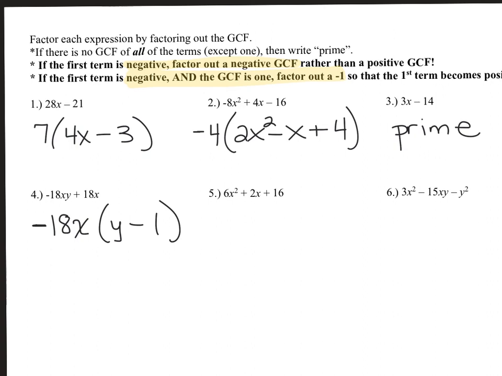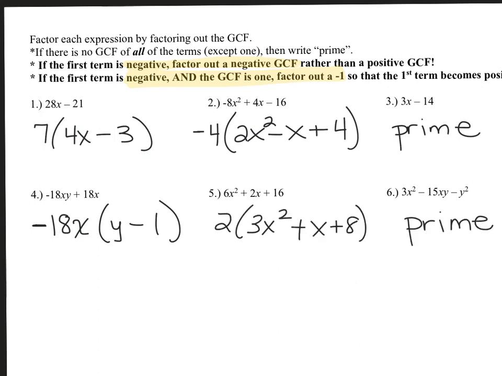Okay, so be careful with that. 18x divided by negative 18x cancels out because it's equal to 1. So you need to have that placeholder as your 1, because if I'm going to check it, if I distribute this back in, it will bring me back to this.